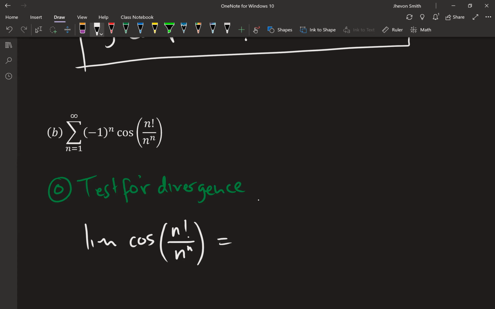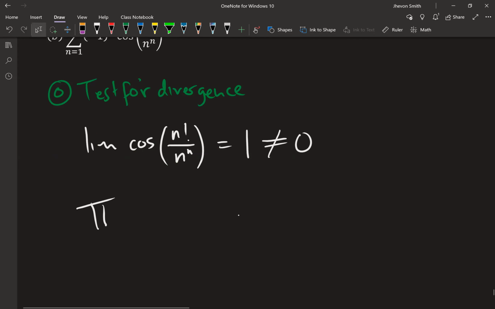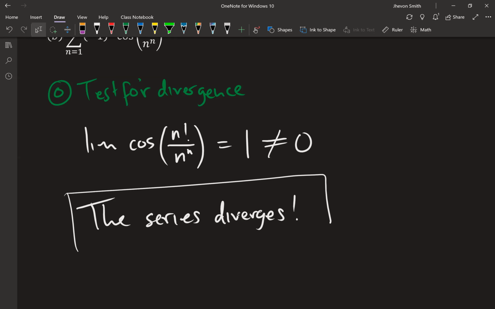What do I get for the limit here? Right, the limit is 1, which is not 0. So we're done. The series diverges. Nothing else to do, right? See how short it is when the test for divergence works out?